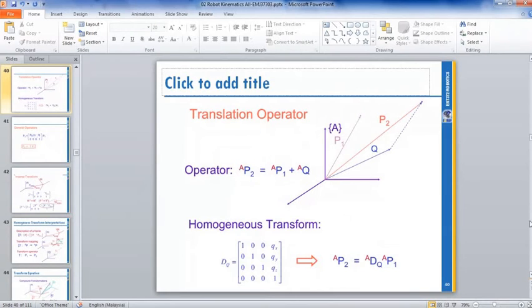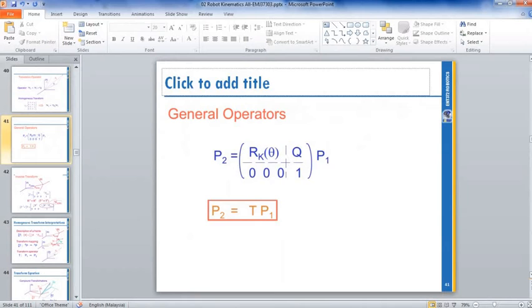Now the translation. Translation is easier. Because we are going to use homogeneous, we use a 4x4 metric. So the diagonal is 1, 1, 1, 1. The rest is 0. This is the X, Y, Z value. So you only need to apply these 4 metrics: 3 rotation metrics and 1 translation metric.